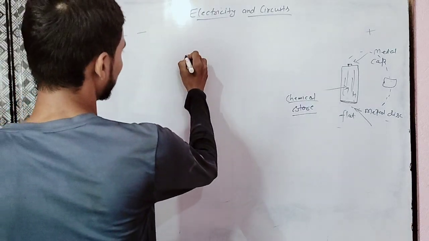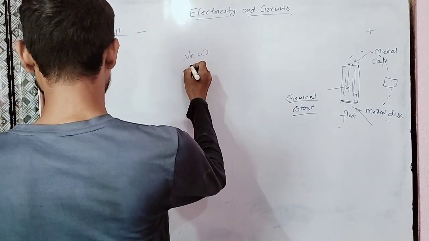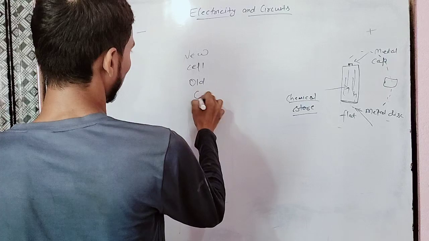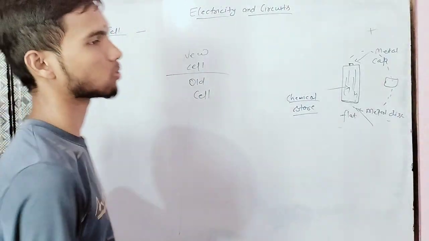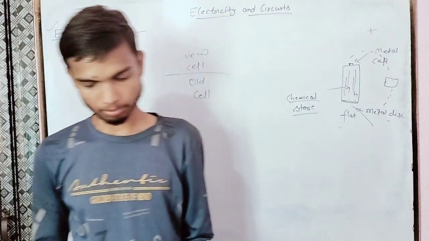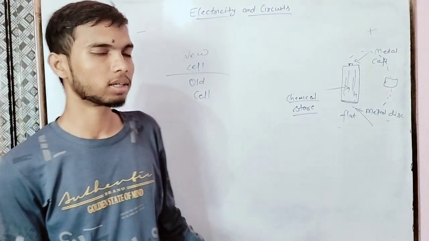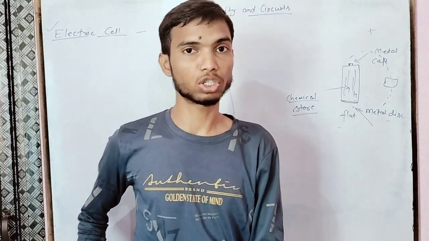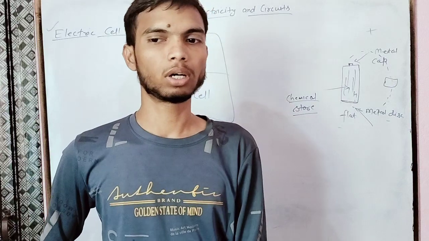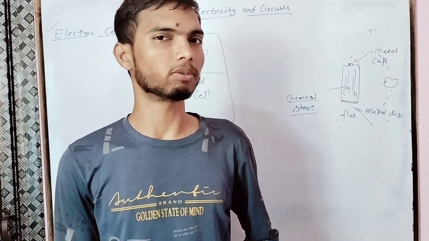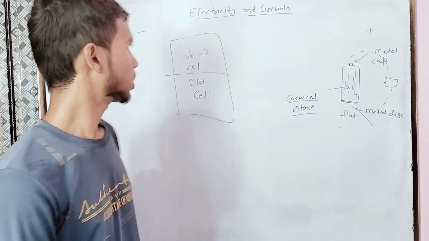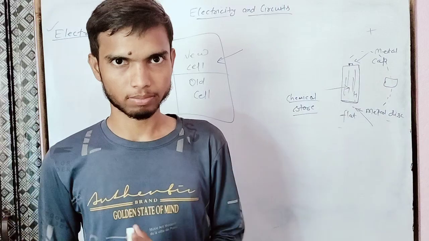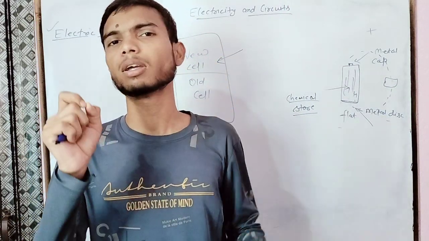Now we have a new cell and an old cell. We have two types of cell. Both are the same, but what is the difference? You can see we have two cells, one which is a new cell, the second which is an old cell. What can be the difference between them? If you purchase a new cell, then that new cell will work better. The performance of the new cell will be better.